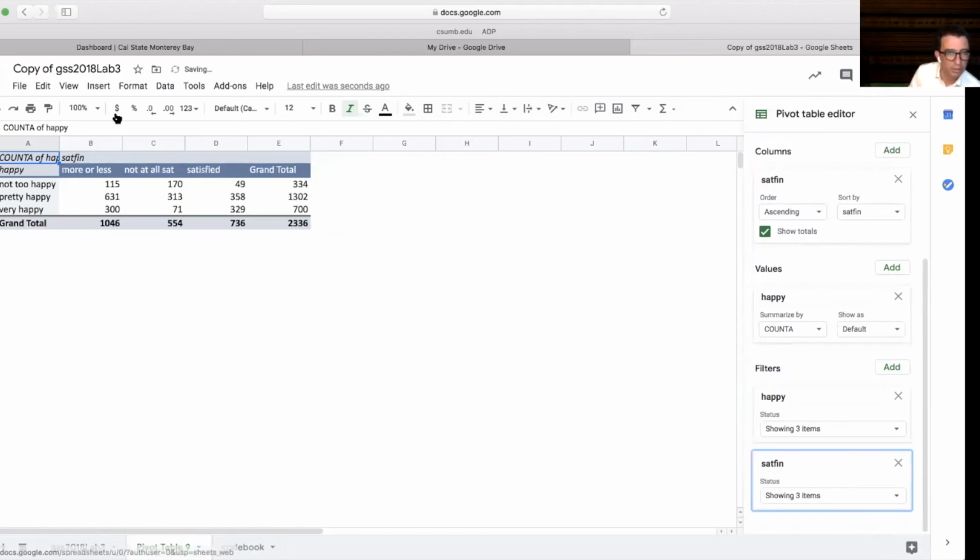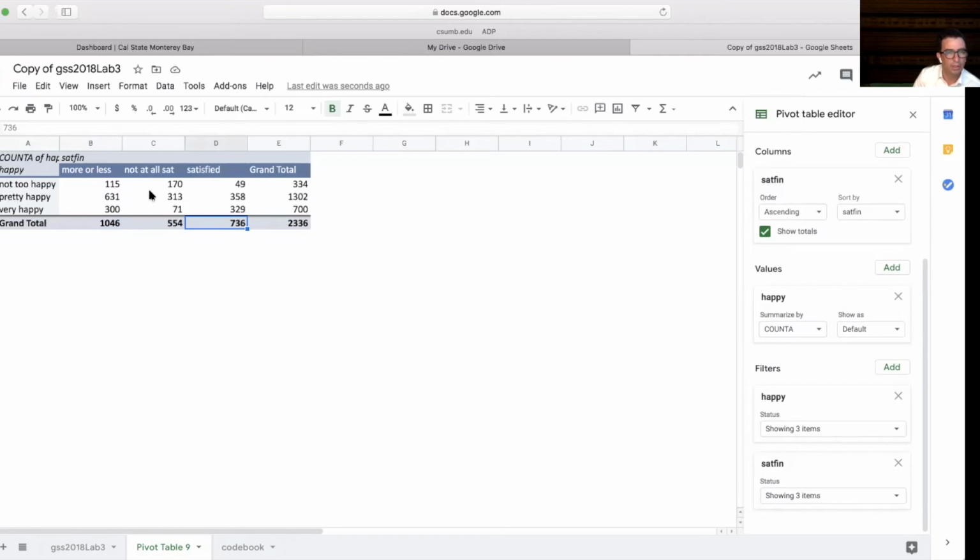Okay, good. So right now our contingency table is ready. We know that for those that are not at all satisfied, 71, I'm sorry, this is not percentage, this is actual counts, 71 are very happy. We know that the majority are more or less satisfied, and 736 are satisfied with their financial situation.